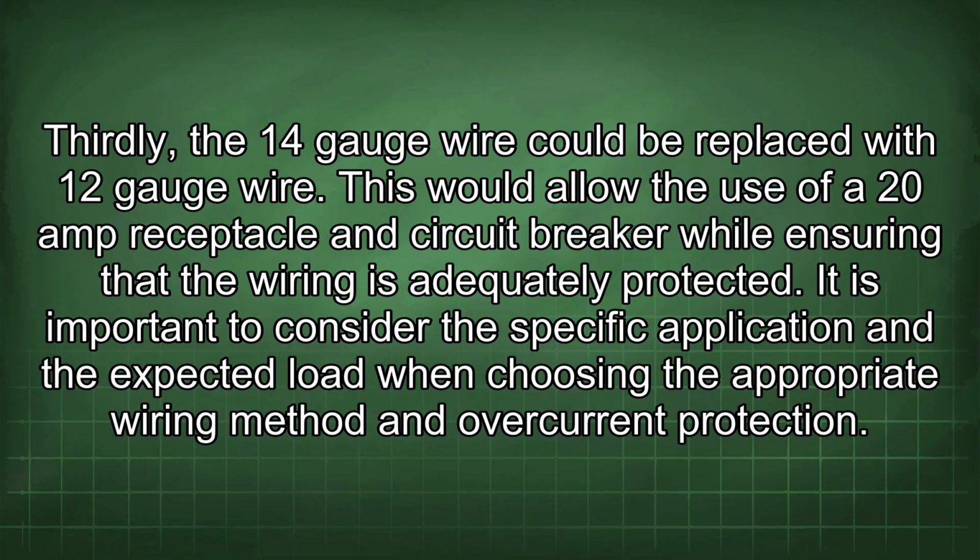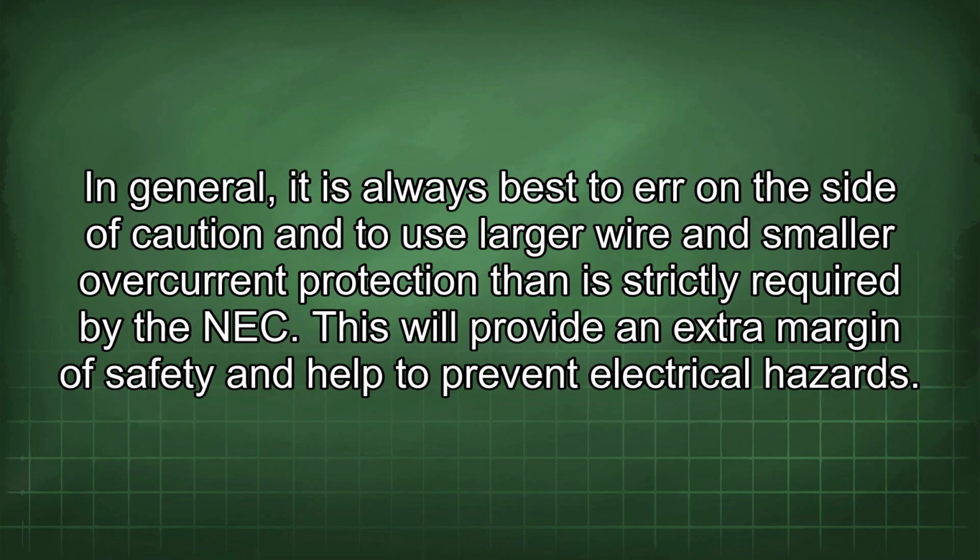It is important to consider the specific application and the expected load when choosing the appropriate wiring method and overcurrent protection. In general, it is always best to err on the side of caution and to use larger wire and smaller overcurrent protection than is strictly required by the NEC. This will provide an extra margin of safety and help to prevent electrical hazards.